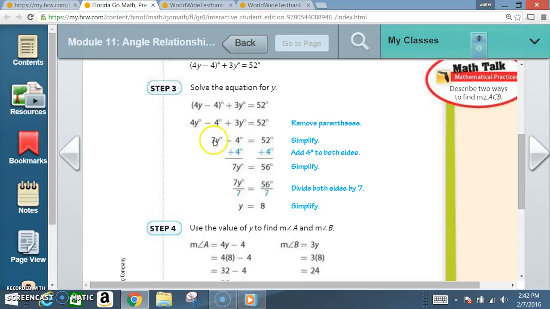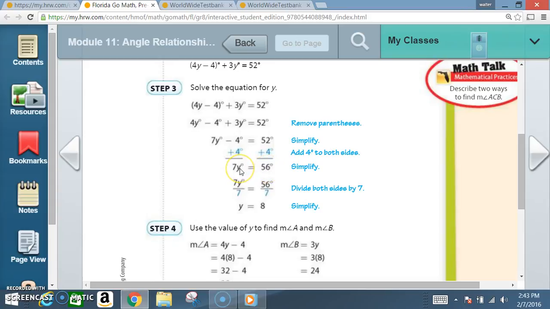I'm trying to get the 7y by itself first and then get the y by itself. But in order to get the 7y by itself, I must get rid of this negative 4. So the inverse of a negative 4 is a positive 4. What I do to one side, I also do to the other side. A positive combined with a negative goes to 0. So now this is gone. I'm left with 7y by itself. On this side, I've got 52 plus 4. That's going to give me 56. So now I have 7 times y is equal to 56.